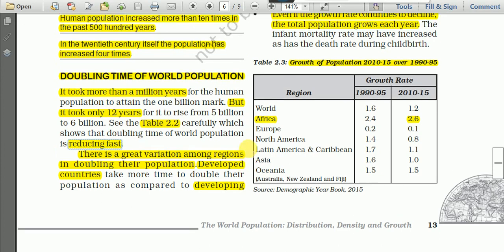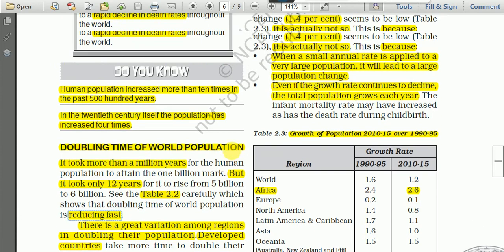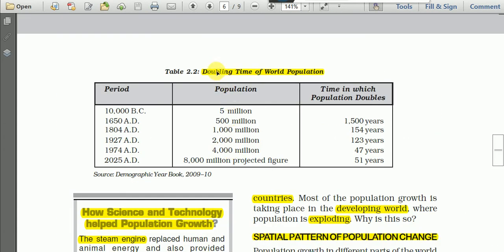So what do you mean by population doubling time? Any idea? Doubling time of population is the time taken by a country for its population to become double. Say, for example, the population of a country in the year 1990 is 1 million. Then in the year 2000, the population of that country is 2 million. That means the population doubled within 10 years, so 10 years is the population doubling time.